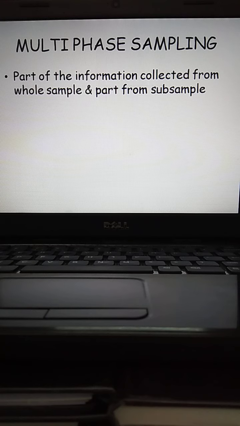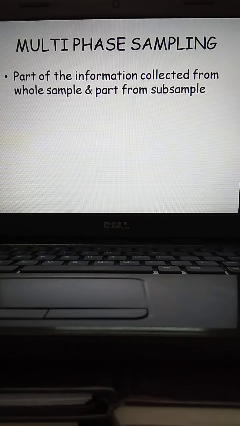That is called the first level. In the second level, let us suppose the information regarding management aspects is required. Again, under the selected sample, only management people will be interviewed to get the information regarding the management situation. Such a kind of sampling method is known as the multi-phase sampling method.